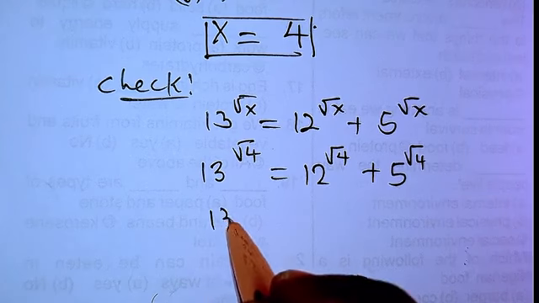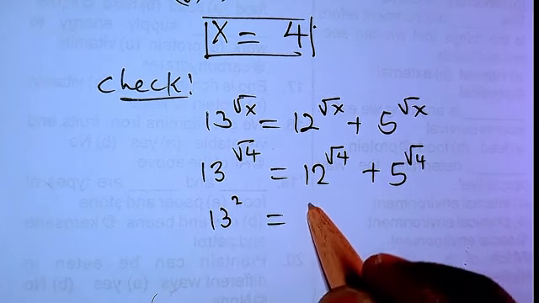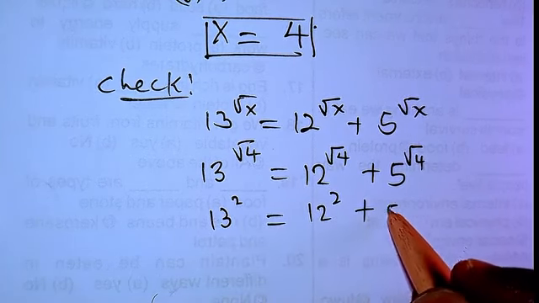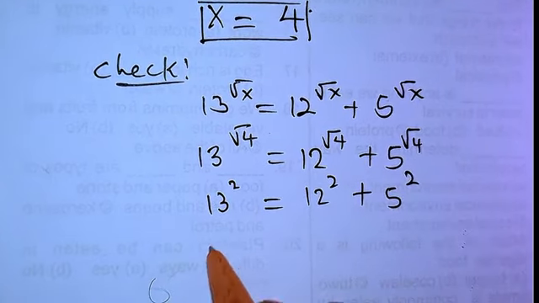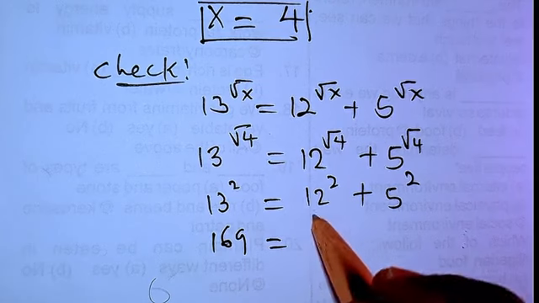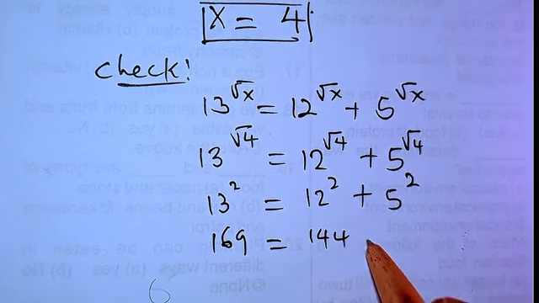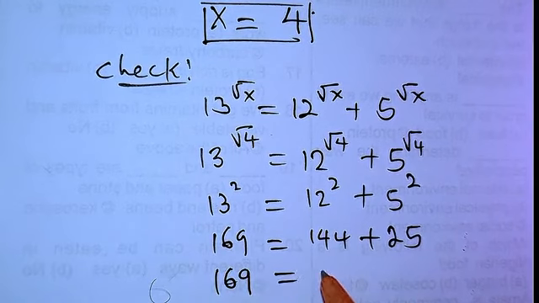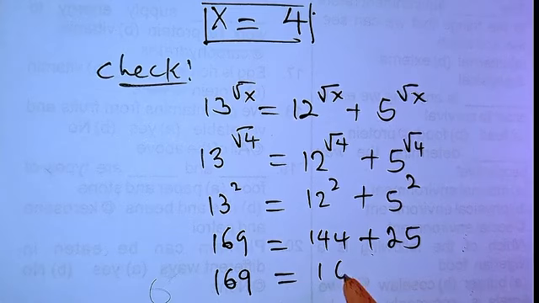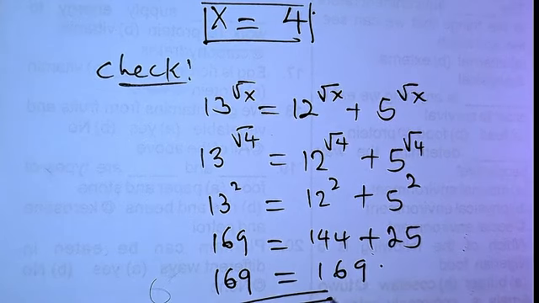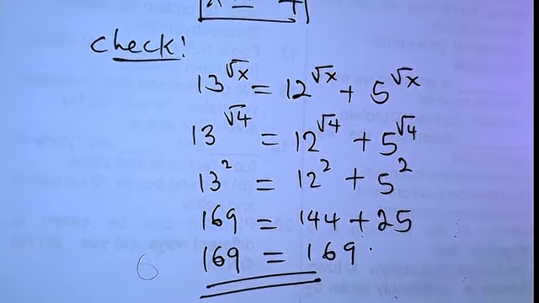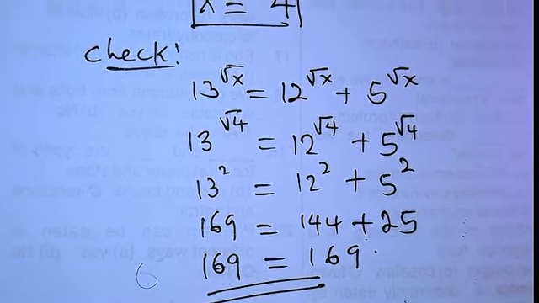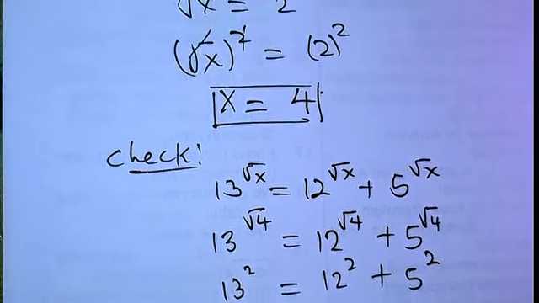You can see that we have 13 to the power of 2 equals 12 to the power of 2 plus 5 to the power of 2. 13 squared is 169. This is 144 plus 25. So we have 169 equals 169. Can you see? Therefore, the possible value of x we have is 4, according to what we have up here.